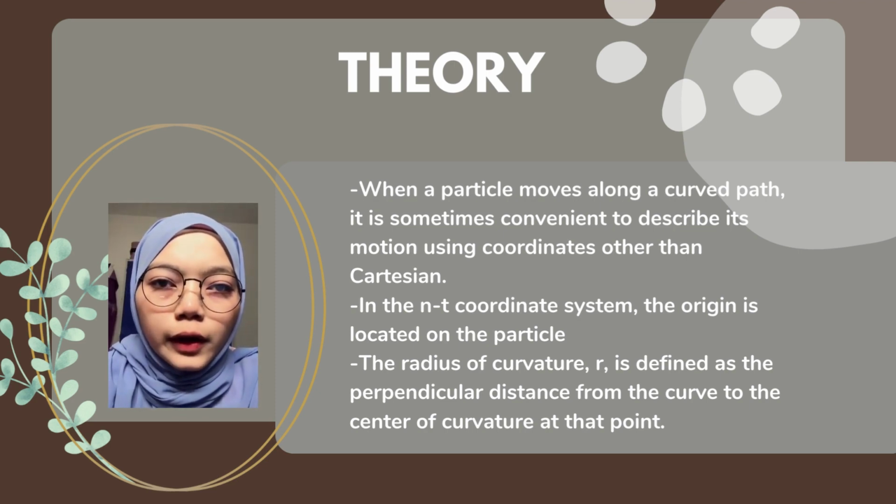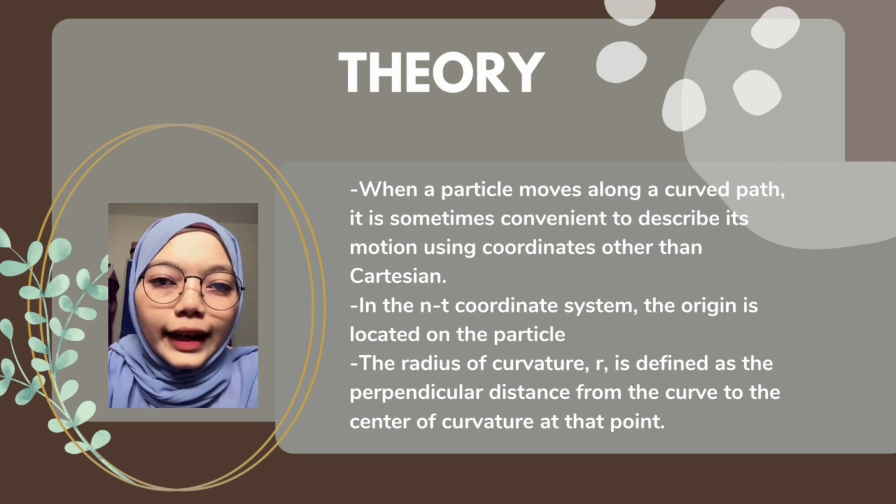When a particle moves along a curved path, it is sometimes convenient to describe its motion using coordinates other than Cartesian. When the path of motion is known, normal and tangential coordinates are often used. In the n-t coordinate system, the origin is located on the particle. Thus, the origin and coordinate system move with the particle. The t-axis is tangent to the path at the instant considered, positive in the direction of the particle's motion. The n-axis is perpendicular to the t-axis with the positive direction toward the center of curvature of the curve.